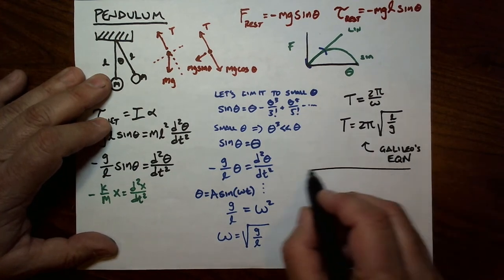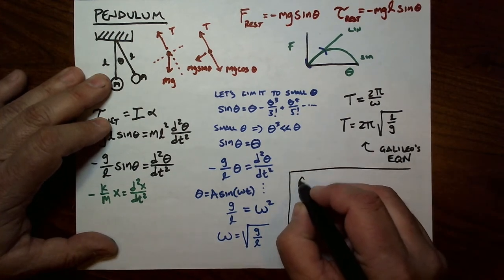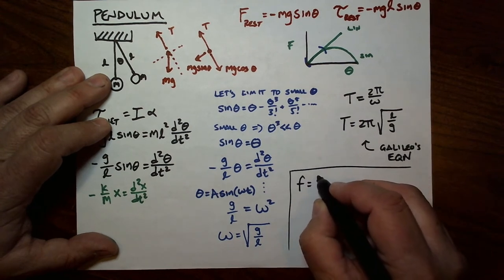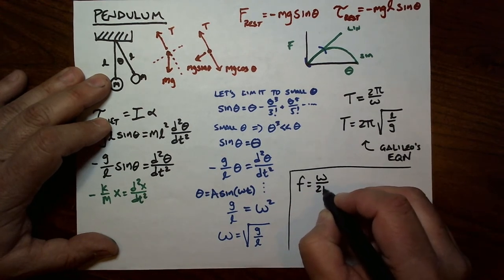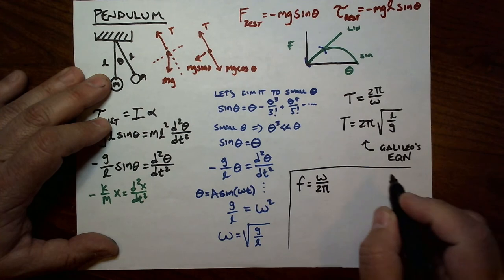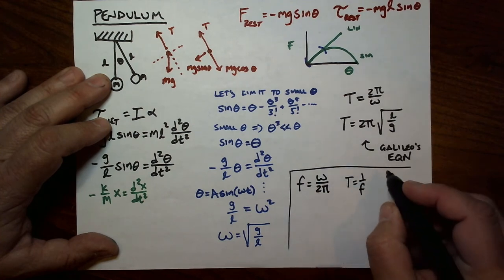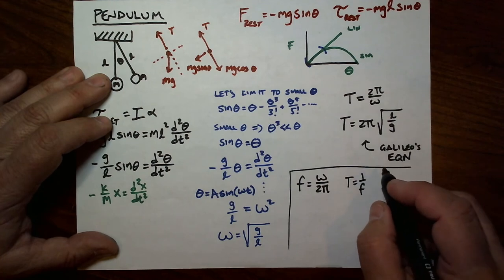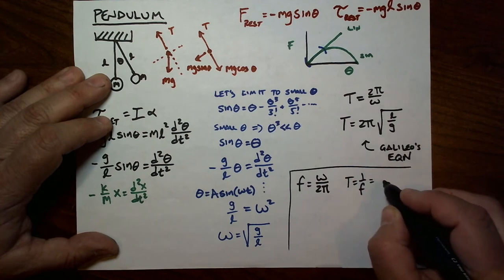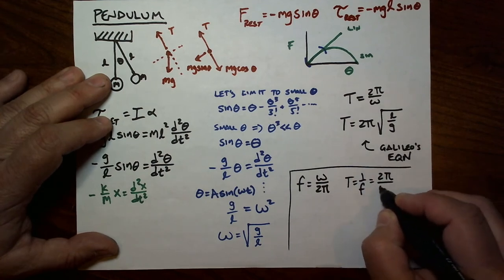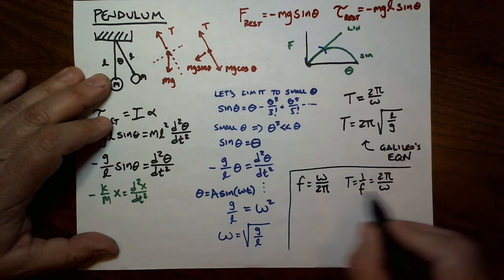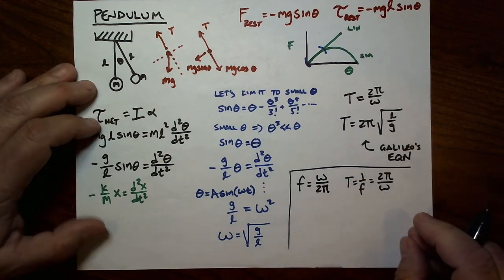So a little side note here, omega can help you find the frequency, because that would be omega divided by 2 pi. Frequency is how many times per second something happens. And then period is equal to 1 over the frequency. How many seconds does one thing take? And of course that would be 2 pi over omega. So omega, once you get it, gives you these time-related things immediately.